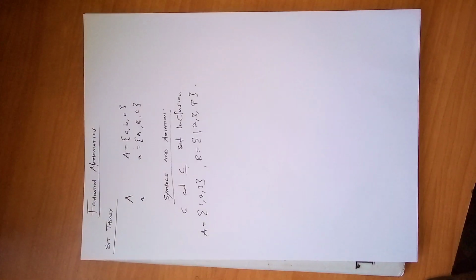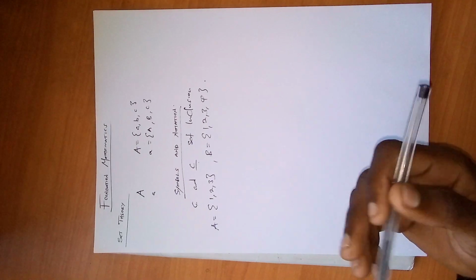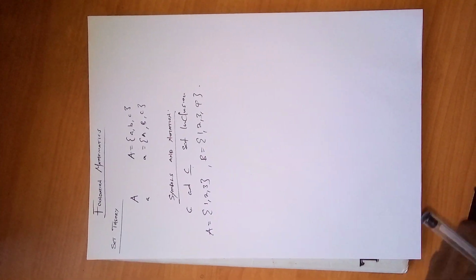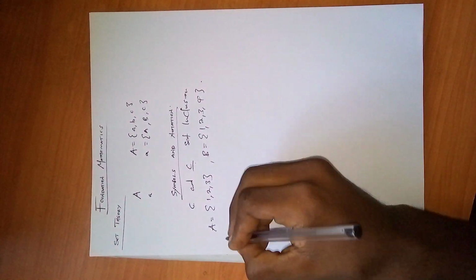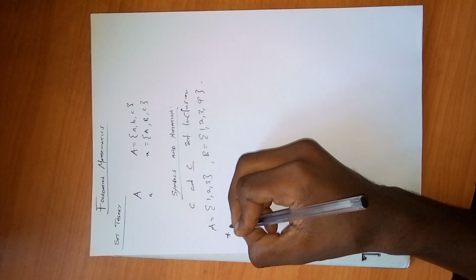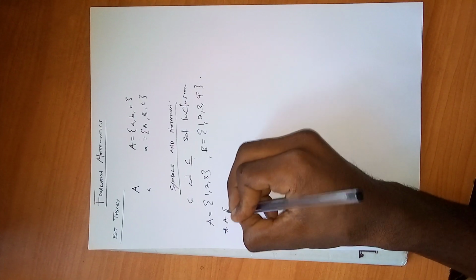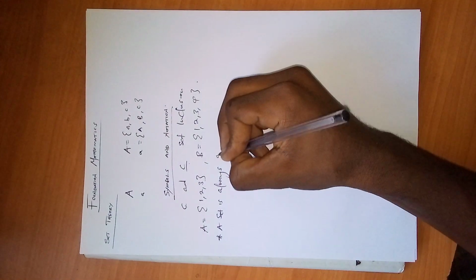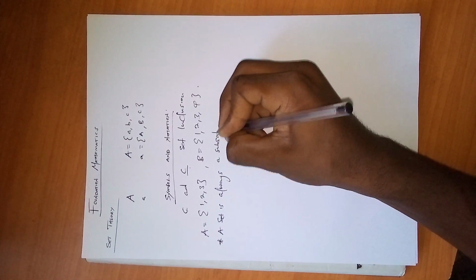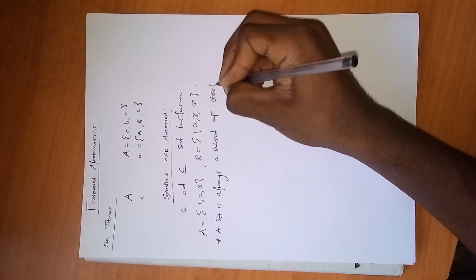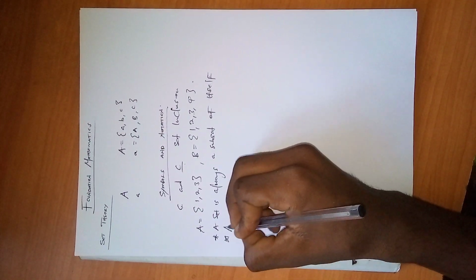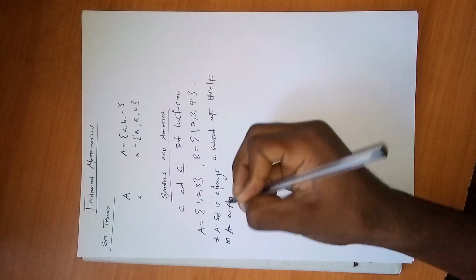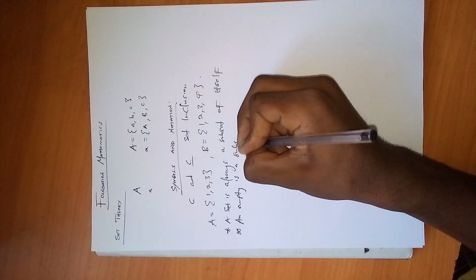I know most of you remember the aspect of a proper subset and an improper subset. So I want to make a statement here. Remember that a set is always a subset of itself. And also note that an empty set is a subset of each and every set.